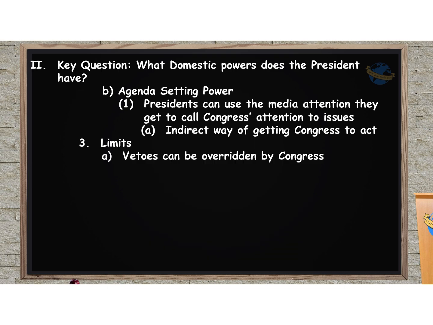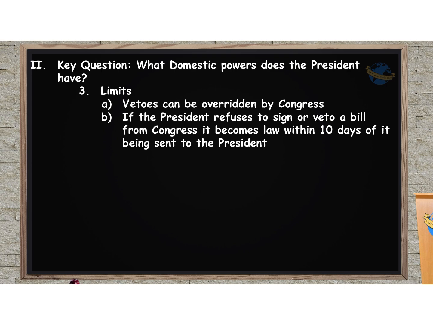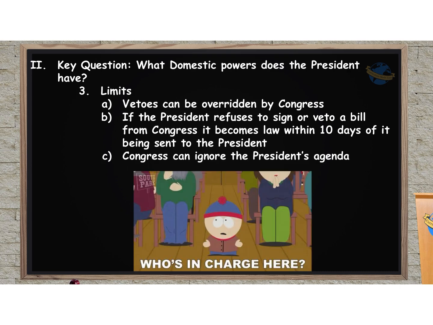Now, there are limits on this. For instance, the president can veto a bill, but as we learned in a previous unit, Congress can override that veto and still make it a law if they can get 2/3 of the House and 2/3 of the Senate to vote to override it. Also, if the president refuses to veto it or sign it within 10 days of getting it from Congress, it becomes a law even if he doesn't want it to be one. And as far as agenda-setting powers, Congress is free to completely ignore the president if they want when it comes to what types of laws they're going to pass. So the president can't really just boss Congress around. That's not how it works.